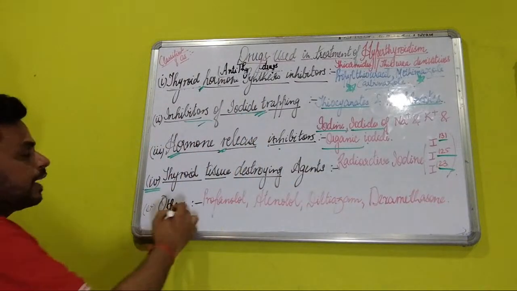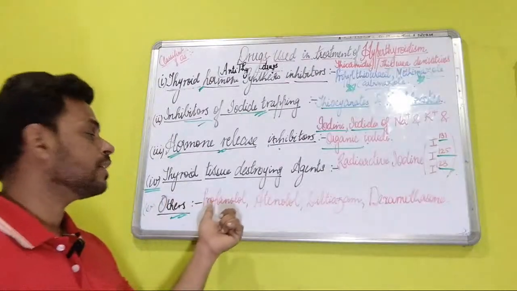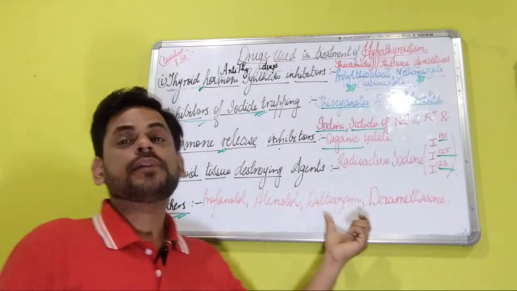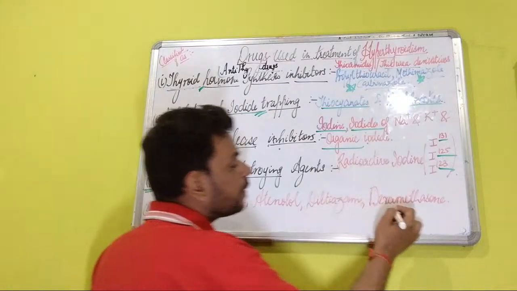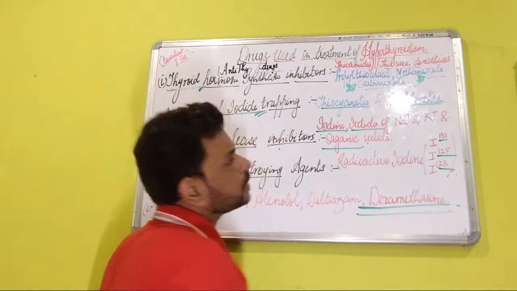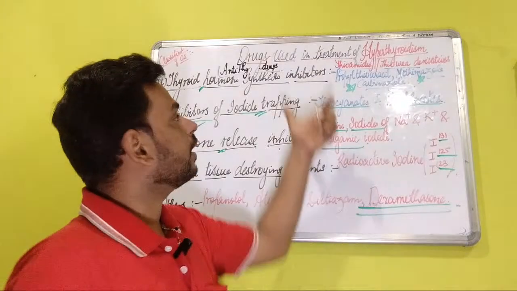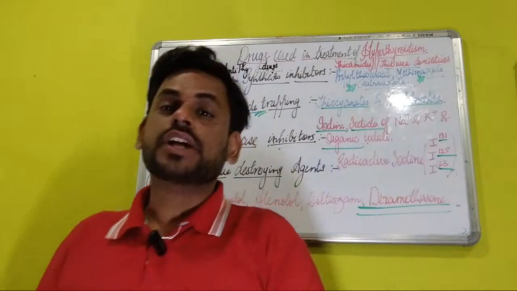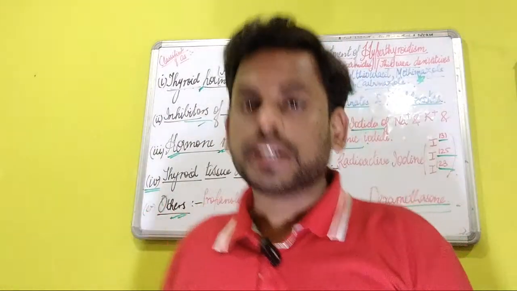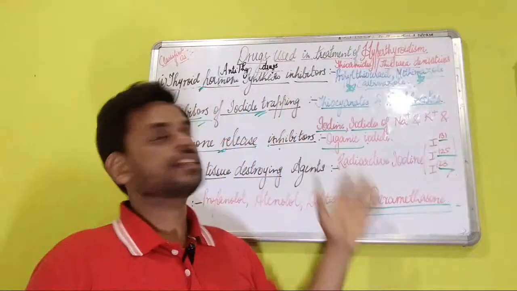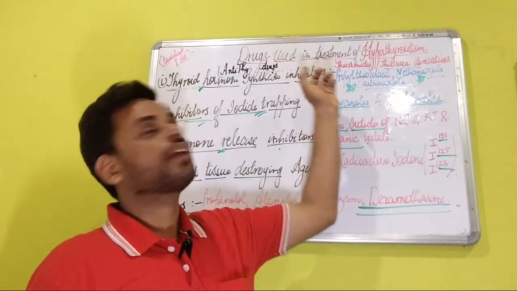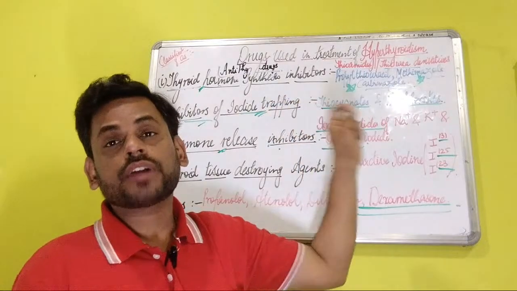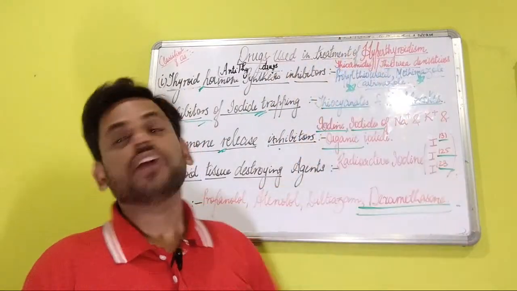And lastly, certain beta blockers, particularly propranolol, atenolol, and diltiazem, and certain corticosteroids, that is dexamethasone, are also used in the treatment of hyperthyroidism. Students and viewers, this was a very short discussion where I have given you, in simple terms, the classification of the drugs used in the treatment of hyperthyroidism.